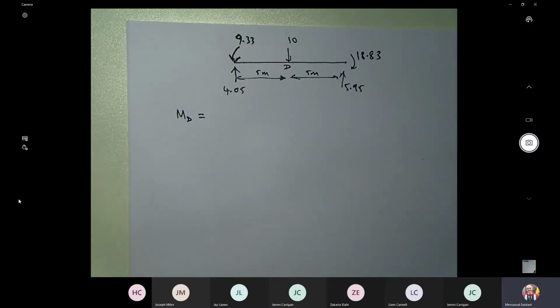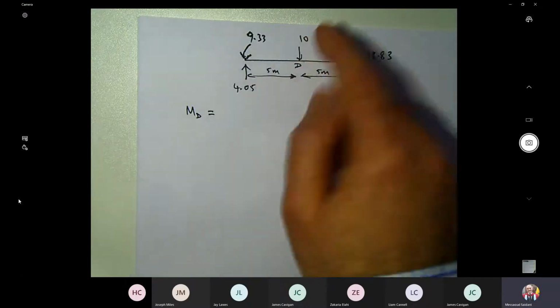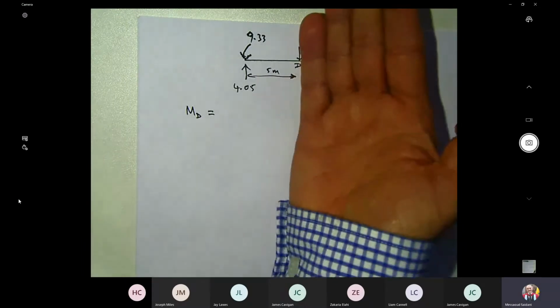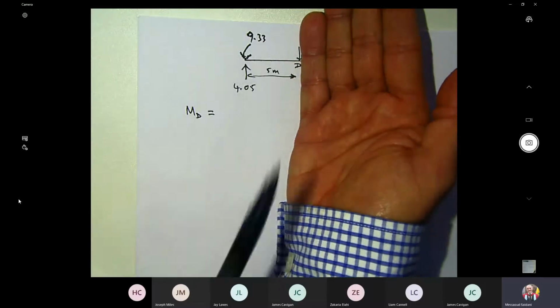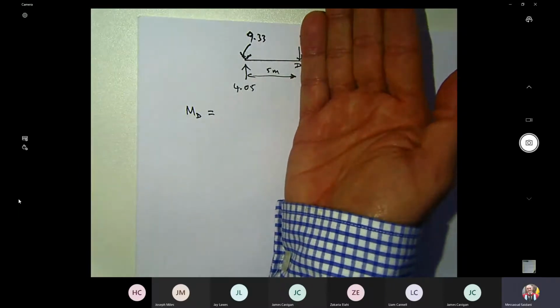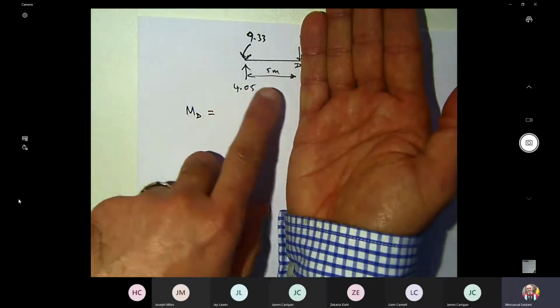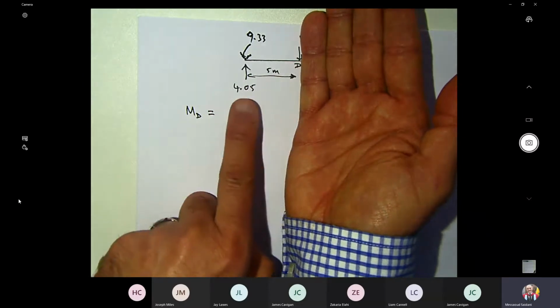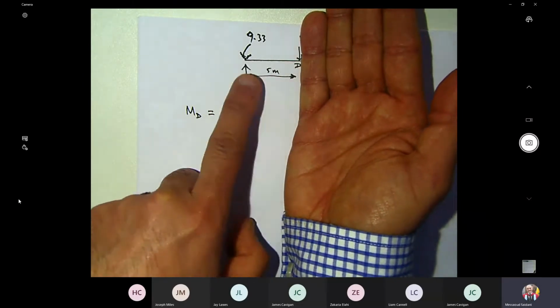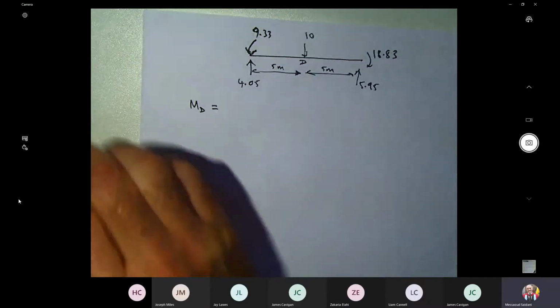I'm going to do this slowly, so please follow with me. This is point D here, and you want the bending moment at that point D. I'm going to cover everything and concentrate on the left side. Now, first of all, the moment at D here will be this reaction times 5. Do you agree?